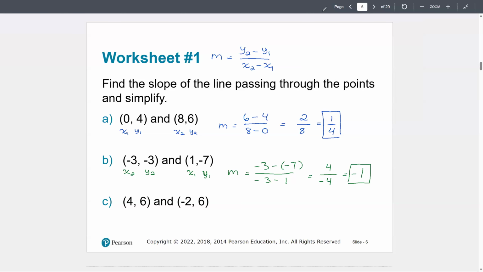All right, and then for my last one, let's just go back to x1, y1, x2, y2. Then we're going to have y2, which is -6, minus y1, which is 6. And then we're going to have x2, which is -2, minus x1, which is 4. So in here we get 0 over -6, which is 0. So sometimes you can end up with a slope of 0.